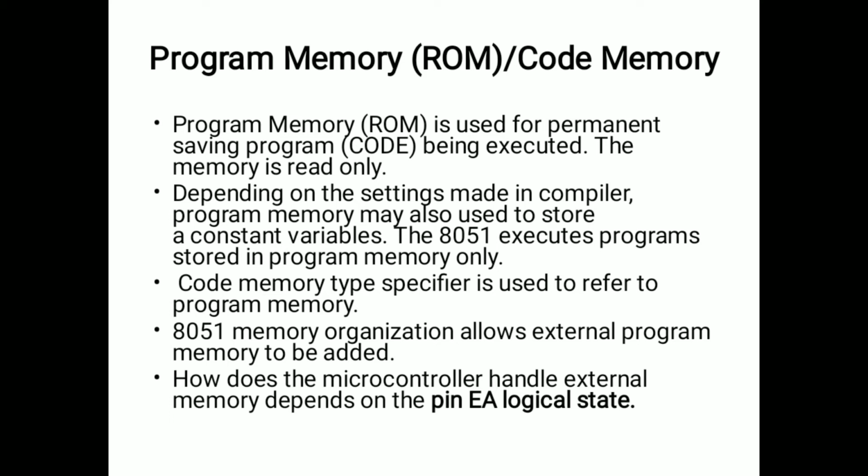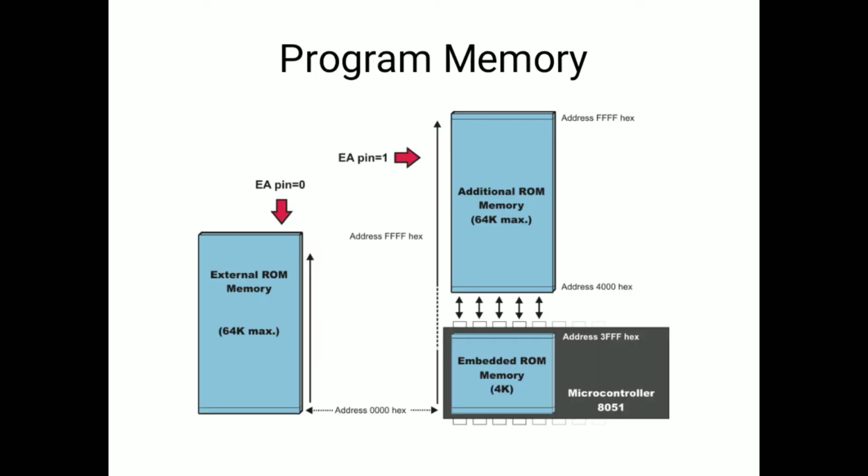Suppose we want to connect more memory, up to 64K ROM, then we have to use the external pin EA, through which we can connect external ROM memory to the microcontroller. From this diagram we can see the EA pin is used to control whether we are using program memory internally or externally. For example, if the EA pin is 0, then internal program memory will not be used, only external ROM will be used, from 0000 to FFFFH.